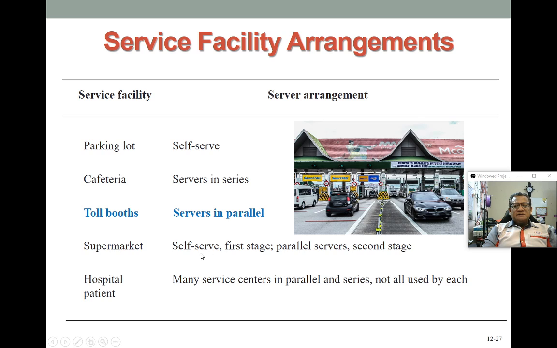Supermarket is also a self-service arrangement, with parallel servers. You can change queues. At a hospital, there are many service centers in parallel and in series, not all used by each patient. So a hospital is something like a supermarket, which could be parallel, and you could switch lines. Those are implemented for waiting lines in facilities to get your service served.